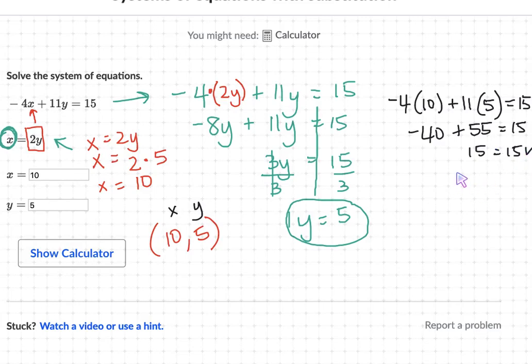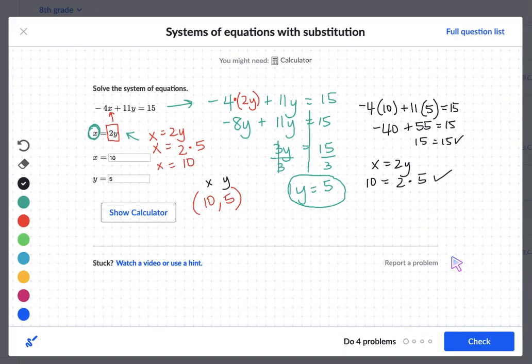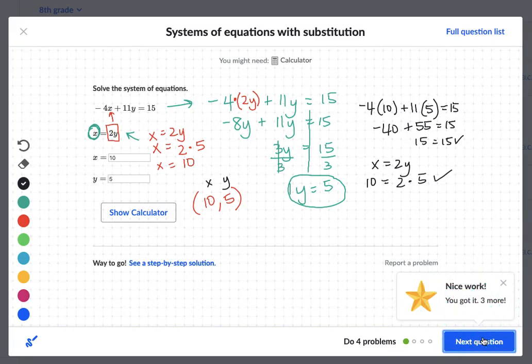So that works. And then we have x equals 2y. So x is 10, y is 5. Does 10 equal 2 times 5? Yes. So I'm pretty confident that 10, 5 will work here because it gave us true statements in both of the equations. And it does.